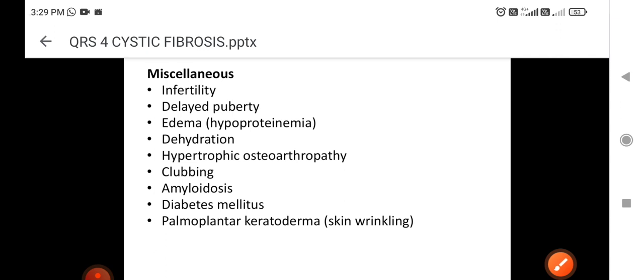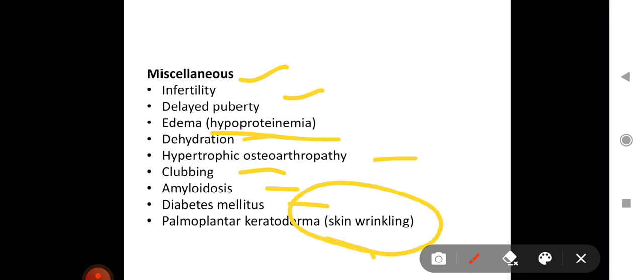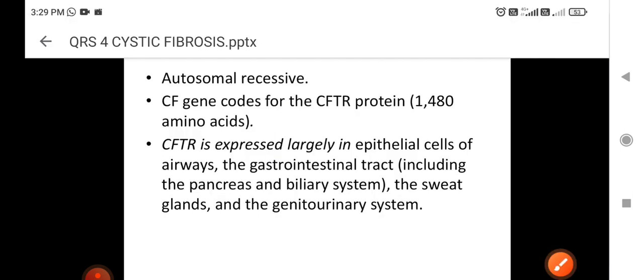later stages. Miscellaneous side effects: infertility is seen, delayed puberty, edema due to hypoproteinemia, again due to intestinal malfunction, dehydration, hypertrophic osteoarthropathy, clubbing, amyloidosis, diabetes mellitus, pulmonary keratoderma, skin wrinkling, which can sometimes be a good clinical sign in a patient you are suspecting as cystic fibrosis.